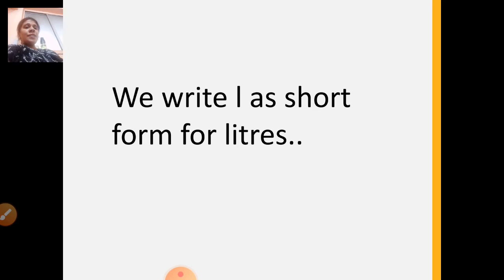We write L as a short form for liters. We write L as short form for dash, liters. We write dash as short form for liters, L.